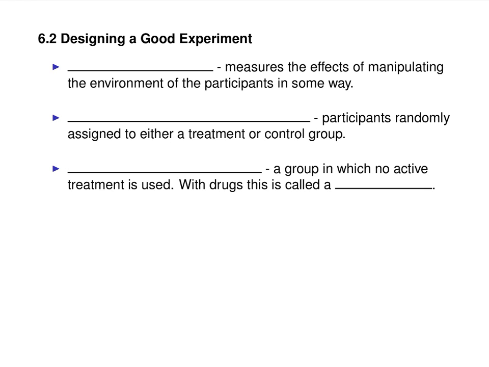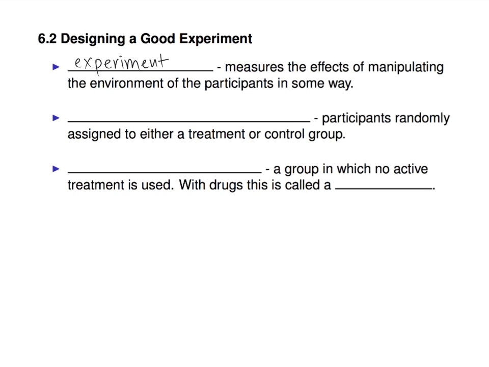Okay, so let's talk about how to make a good experiment. An experiment measures the effects of manipulating the environment of the participants in some way. The participant does not have to be a person. It could be a plant. You say, take these plants, I'm going to give them this kind of light, and these plants that kind of light. That's how you change their environment.